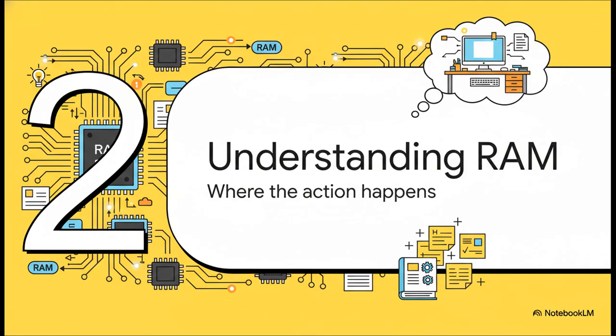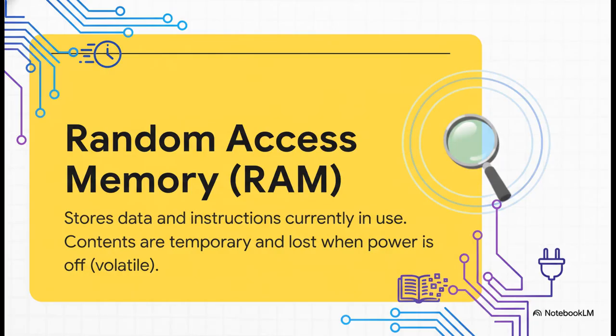Now, if ROM is the system's permanent, unchangeable instruction manual, then RAM is its busy, active workspace. It's where all the action is happening right now. Basically, RAM is the system's short-term memory. It's holding all the information and the programs that are currently running. It's super fast, which is great, but here's the catch. The moment you cut the power, it forgets everything. Poof, gone. That's why we call it volatile.